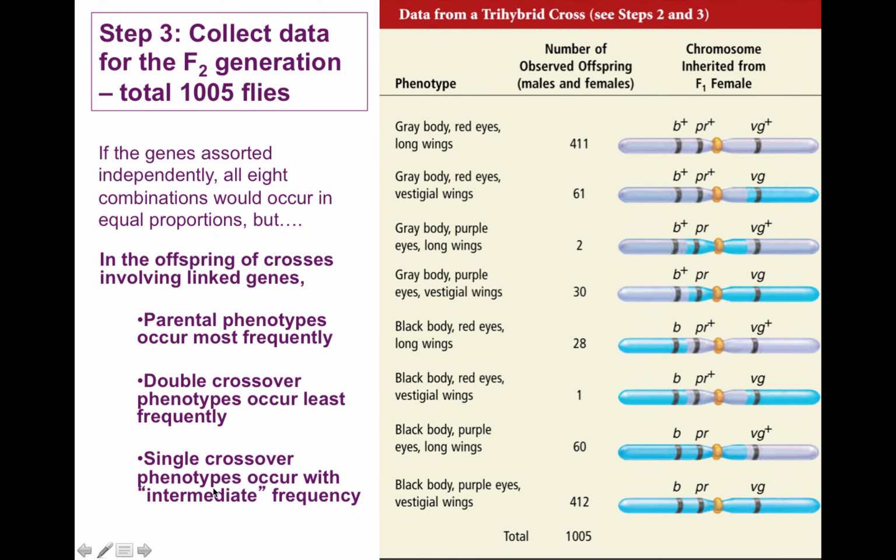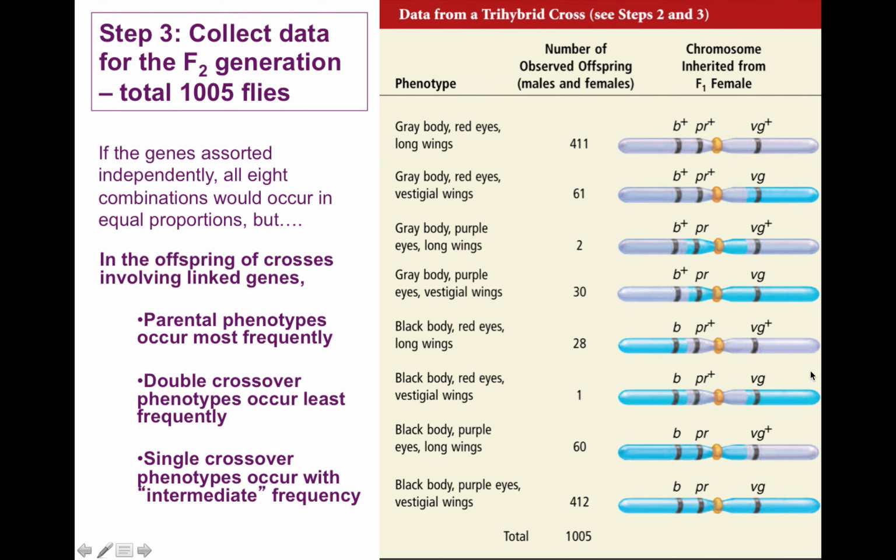And single crossover phenotypes occur with an intermediate frequency. So here, here, here, and here are all the single crossover events. So here we have the black allele, the wild type allele, and the wild type purple with the recessive vestigial. And down here we have a different recombination event. We have the wild type for body color, but the purple eye and the vestigial wing are the mutant phenotypes.